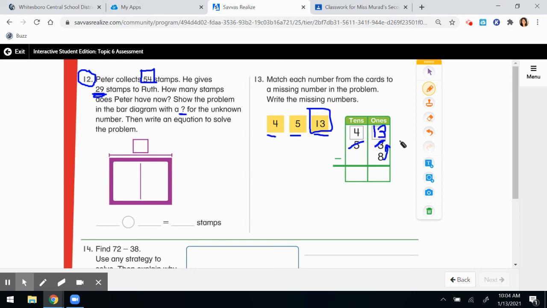And then we got to subtract. 13 minus 8 would be 5. And 4 minus nothing is 4. So that answer would be 45. I like those kind.